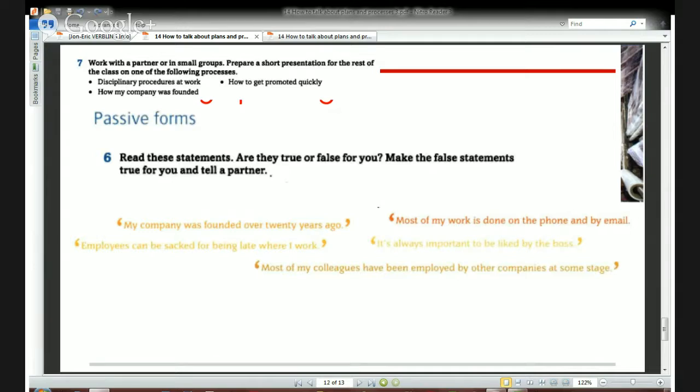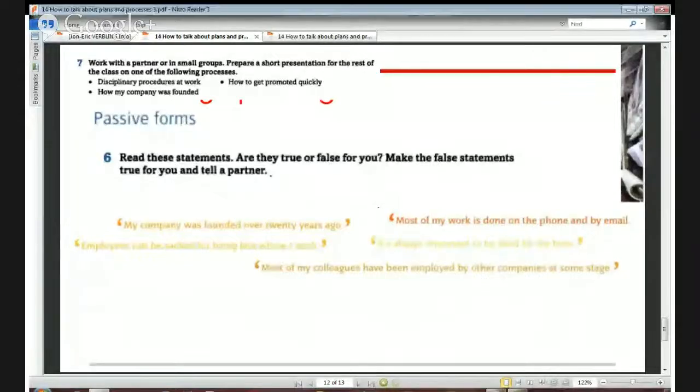We're back to Anton. I'd like you to read the next statement and change it if it's necessary to talk about your job, your work. You can pick any one you want. It doesn't matter. Most of my colleagues have been employed by other companies at some stage. So that's true? Yes, it's true. Okay. Tell me about the verb tense here. Is this the present simple as well? No. It's the past simple. Do you remember the name?